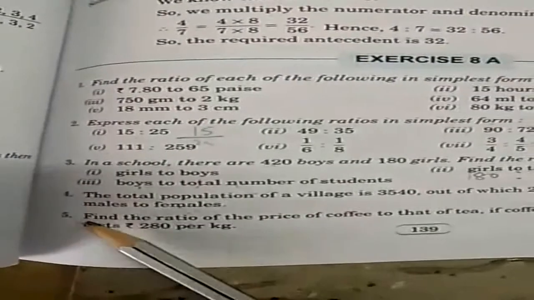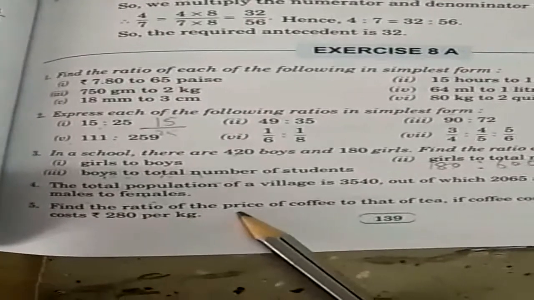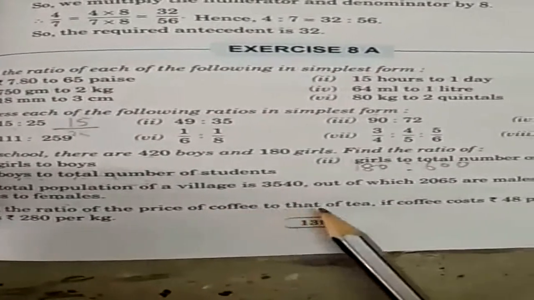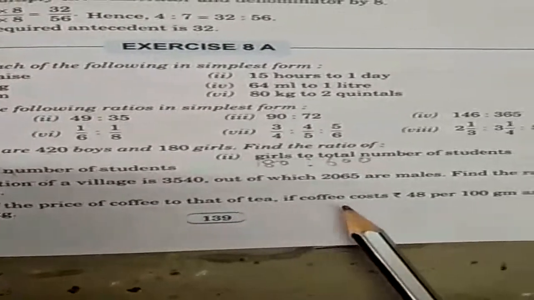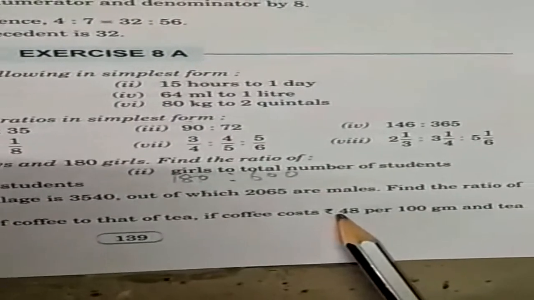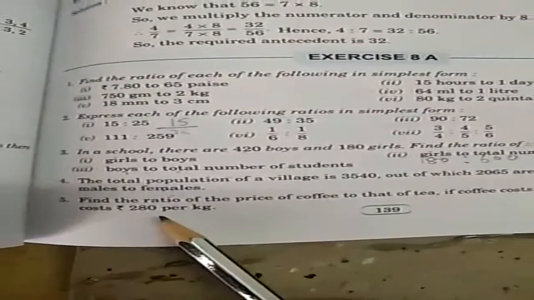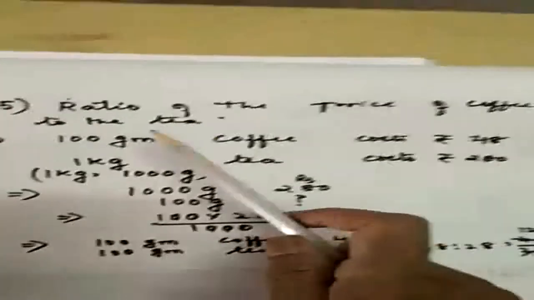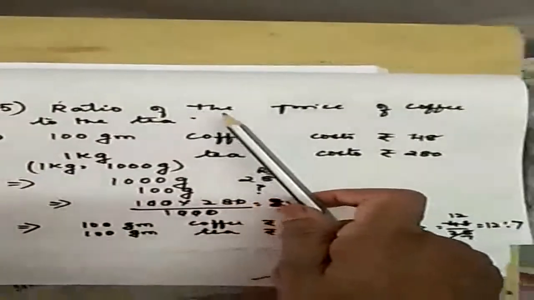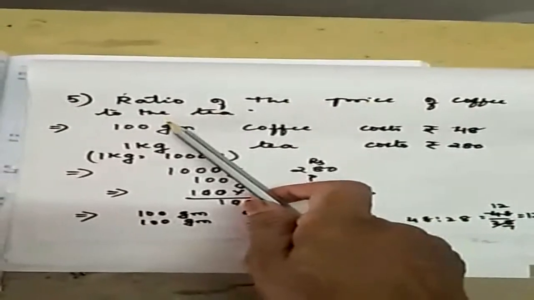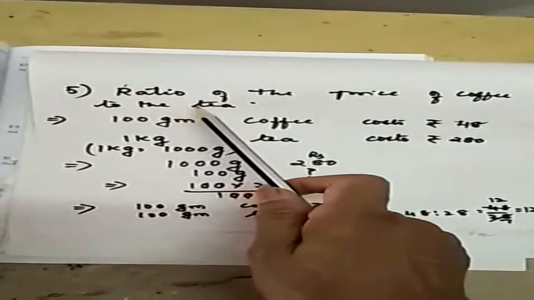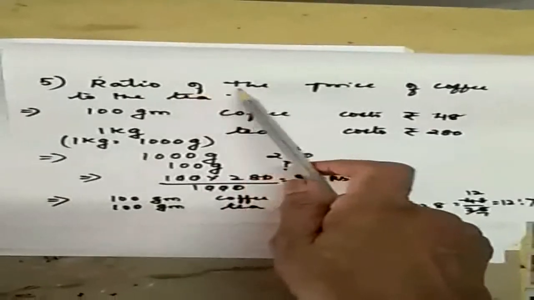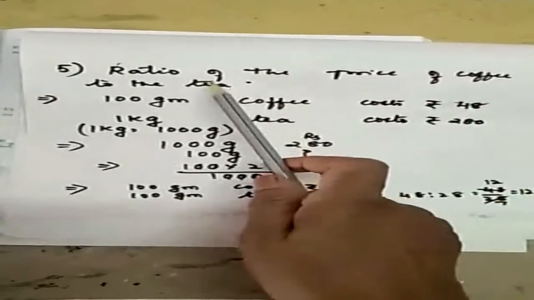Question number 5. Find the ratio of the price of coffee to that of tea if coffee costs rupees 48 per 100 gram and tea costs rupees 280 per kilogram. Okay, you have read the question. Now what have you understood? See, what you have to find here is the ratio of the price of coffee to that of the tea. You have to compare the price of coffee to tea.